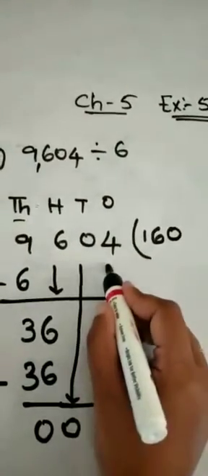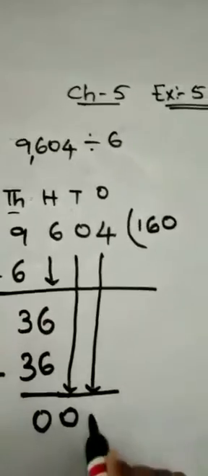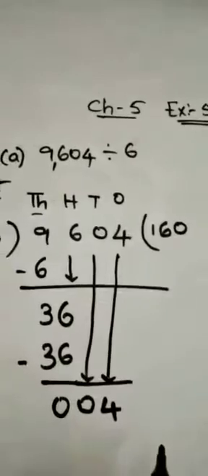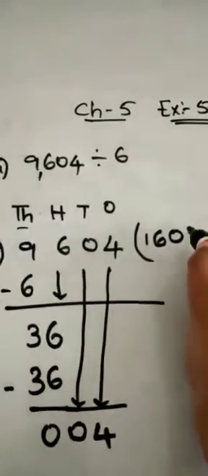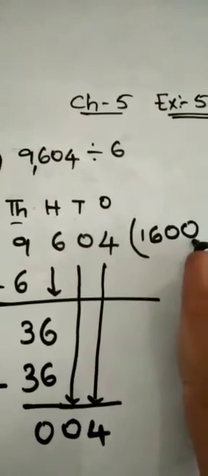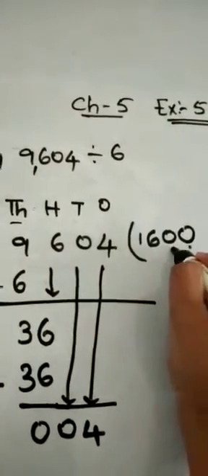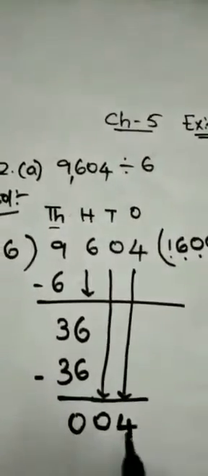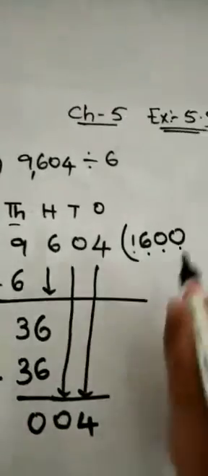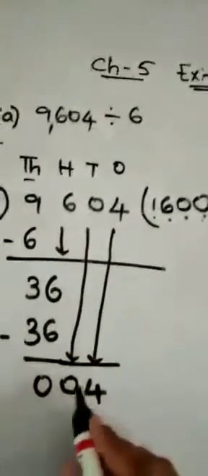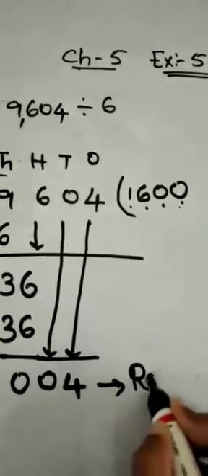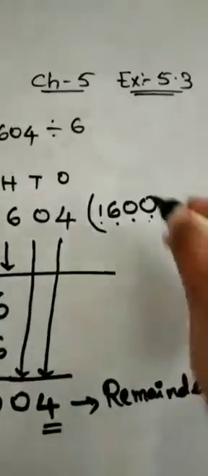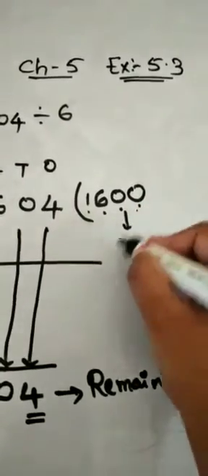Next, which number is left here? 4. So we should bring this 4 down. Again we cannot divide 4 by 6. So we have to write one more 0 in the quotient place in ones place. Now another 0 in tens, and this 6 in hundreds place, and 1 in thousands place. This 4 we are considering as remainder, and this 1600 we consider as quotient.